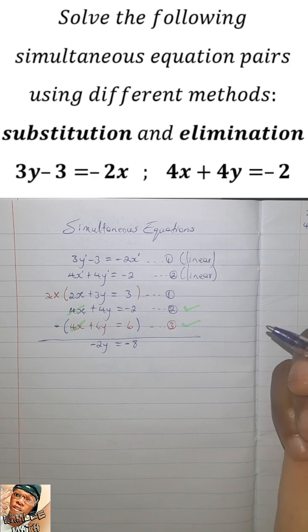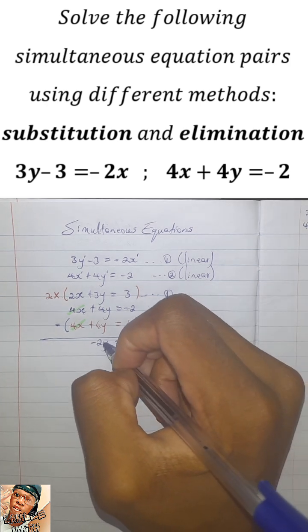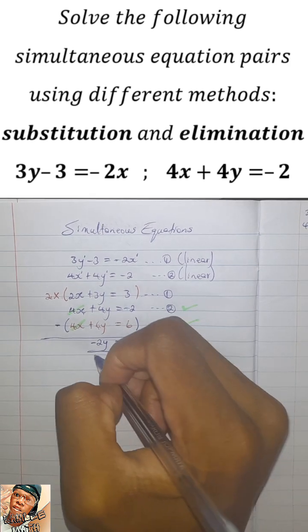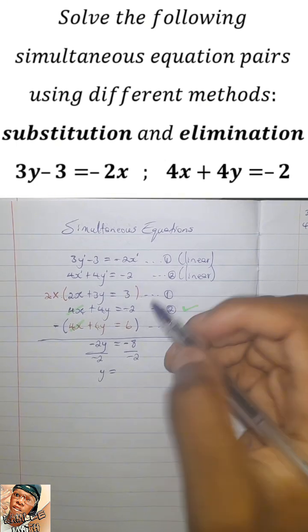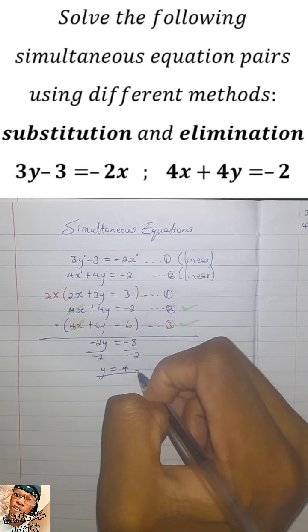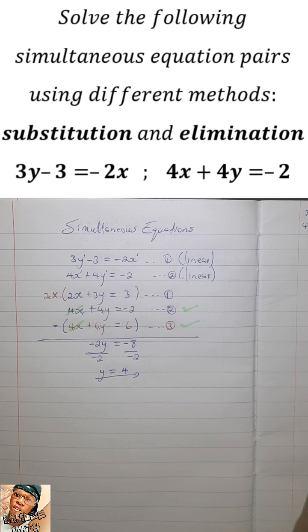Now we can solve for y. So y is the only variable that we have left to solve for. So dividing both sides by negative 2, we get y to be equal to 4. So now y is 4. So we have solved for y.